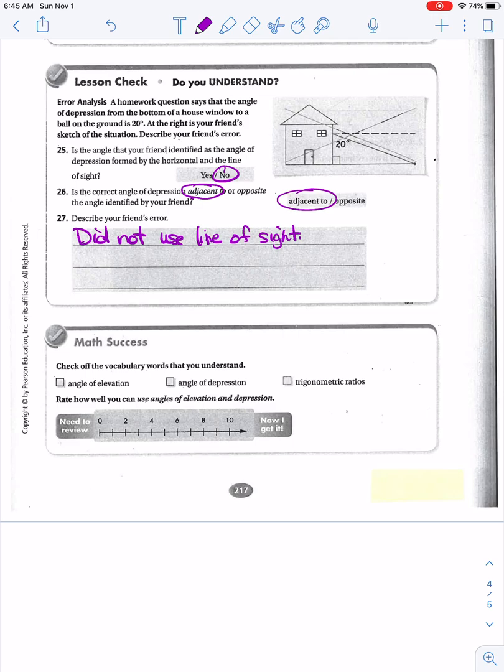Okay, well, that wraps up this little guided notes. You can judge yourself here. You can check off the vocab that you understand. I sure hope you can check off angle of elevation, angle of depression, a little bit of review of some trig ratios, and rate yourself on how well you understand.